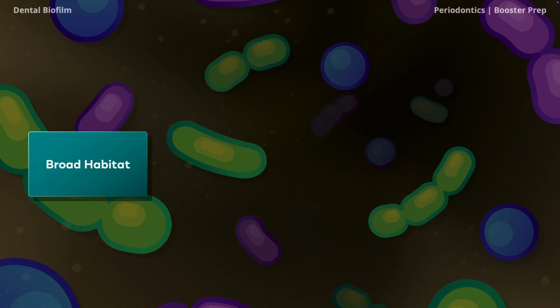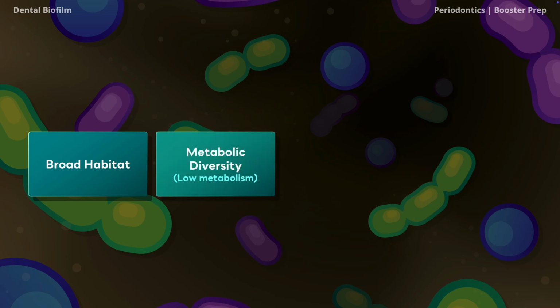The second thing I want you to know is metabolic diversity. So biofilms are metabolically active and very efficient. Bacteria in biofilm share nutrients with each other. One species can have a byproduct that they don't need, and guess what? That's another substrate for a different species. So it creates this symbiotic food chain and improves efficiency since there's no wasted nutrients.